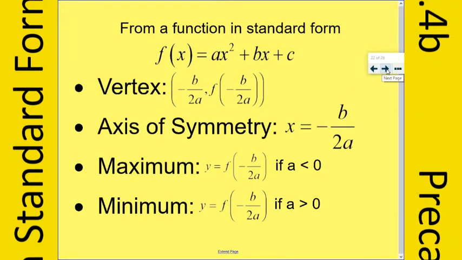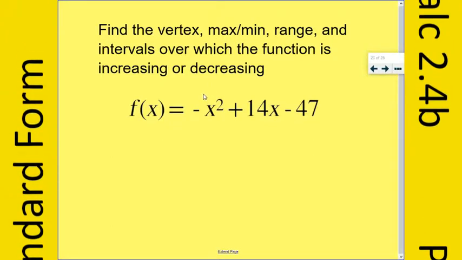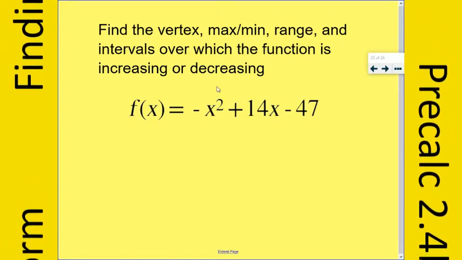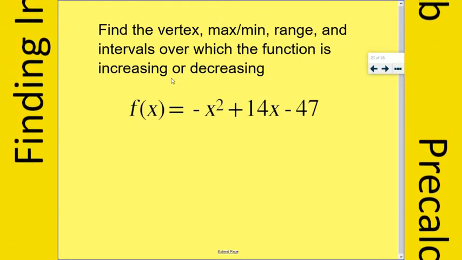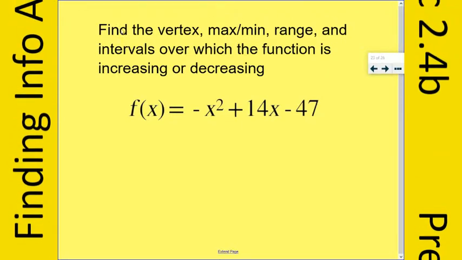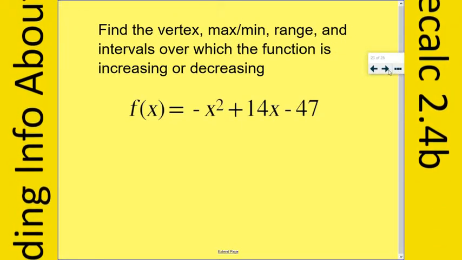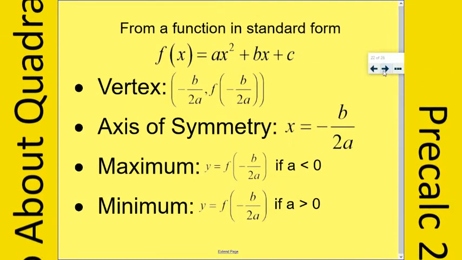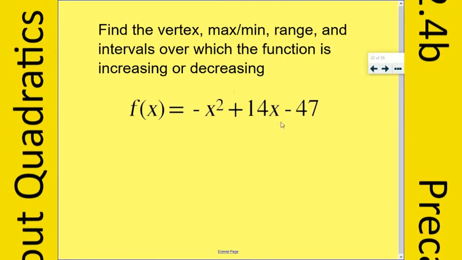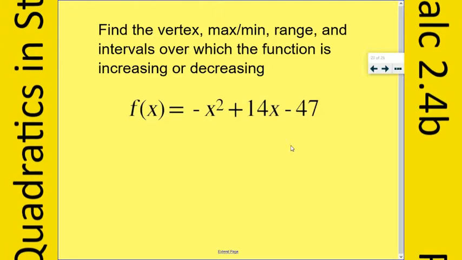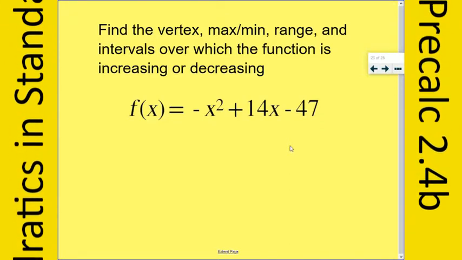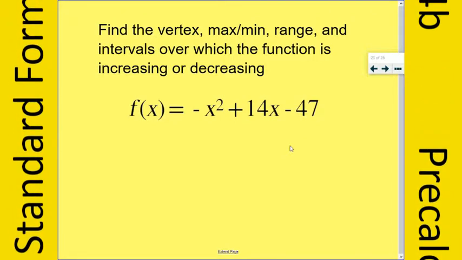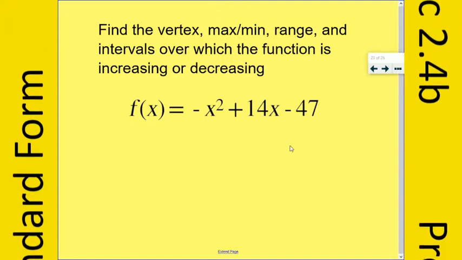Okay. So let's find the vertex, the maximum and the minimum, the range, and the intervals over which this function is increasing or decreasing. We'll talk about this later. Using the information you just jotted down, go ahead and find the axis of symmetry, the vertex, whether it's a maximum or a minimum, and what that maximum or minimum value is. I'm going to give you a chance to pause the video and see if you came up with the same thing I did.